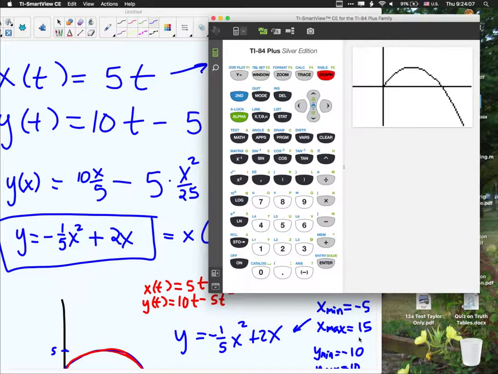Okay, graph. Now that's starting to look a little bit more like what John's looked like.